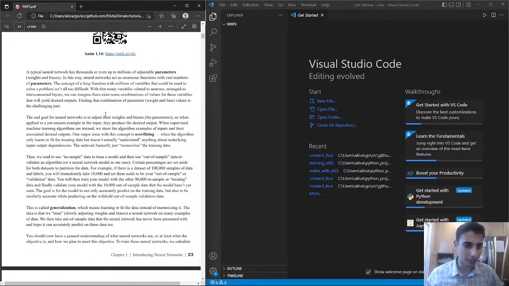The end goal for neural networks is to adjust their weights and biases, the parameters, so when applied to a yet unseen example, that's a key point which we'll cover, in the input, they produce the desired output. So when they see a picture of a dog, they say it's a dog.